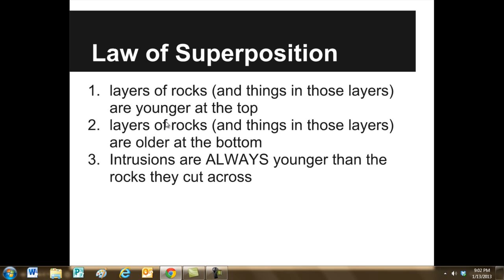Number 3, intrusions. Intrusions are another way of saying volcanic rock, magma and lava, intrusions or extrusions. When magma and lava are found to burn their way through those layers or burn across those layers, the intrusions are always younger than the rocks that they cut across. Okay? The intrusion could not burn its way across or up through those rock layers if the rock layer wasn't already there. So if it was there before the magma burned its way through, those other rock layers must have been older and the intrusion therefore younger.